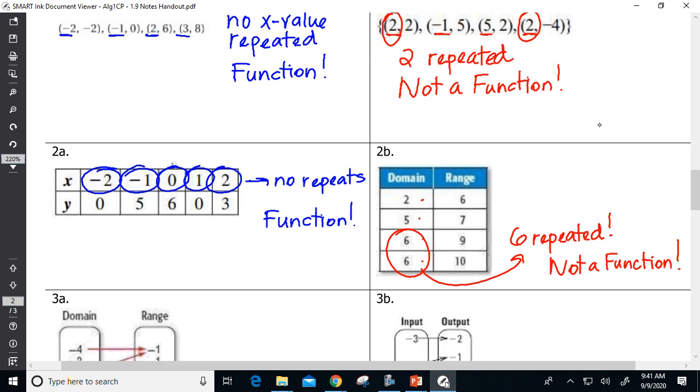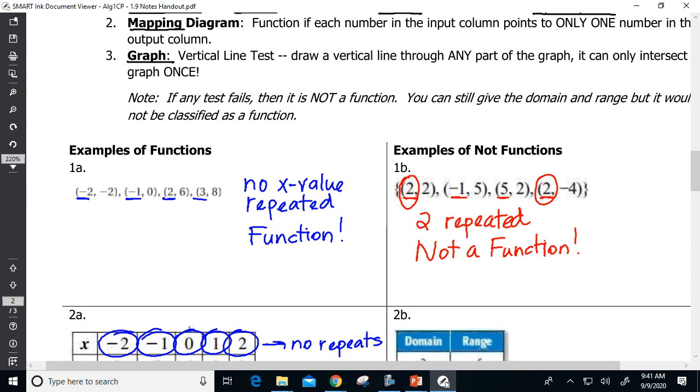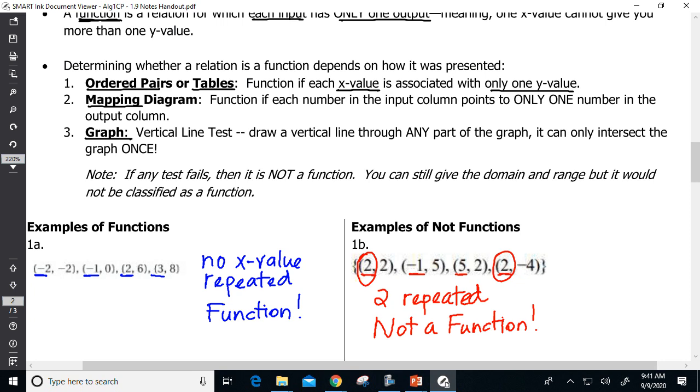So, 3A and 3B are both maps. So let's look at the rules for a map. Mapping diagram. It's a function if each number in the input points to only one number in the output. So in other words, an input number can't have two arrows going from it.